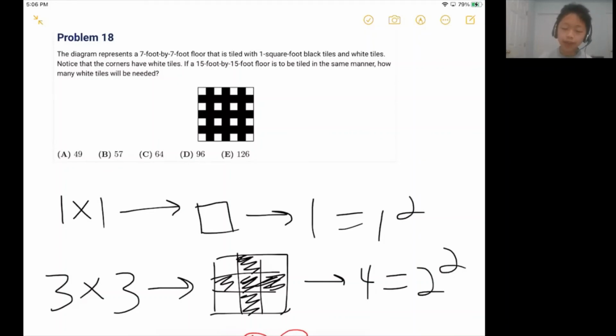And so it's very important to be able to identify patterns from small numbers and to be able to generalize that pattern to larger numbers. And yeah.